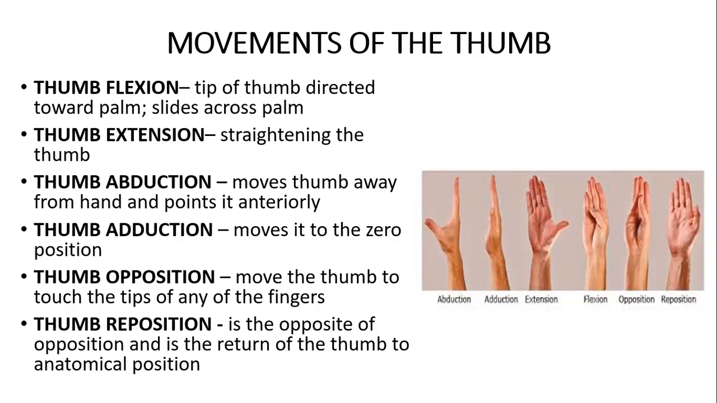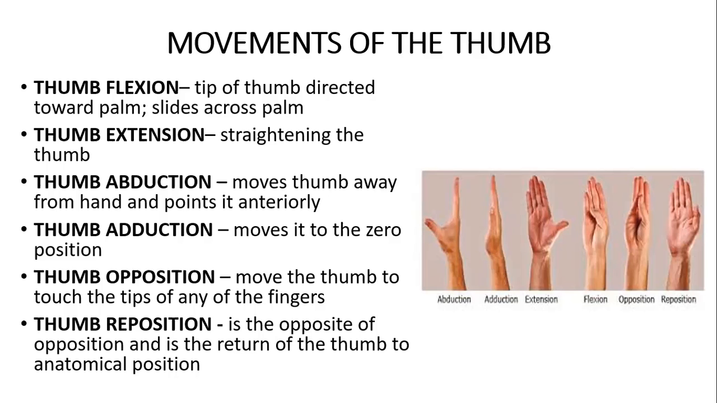So, thumb flexion is where the thumb goes across the palm. This is thumb flexion, thumb extension. So if you look at the middle part of the picture, you got the thumb crossing the palm, that's thumb flexion. Thumb extension is returning the thumb back to its normal position. Thumb flexion, thumb extension.